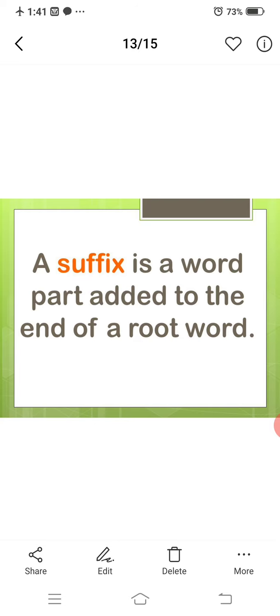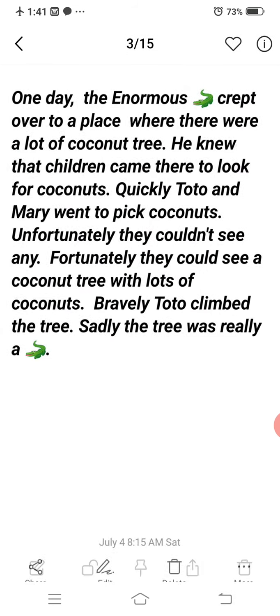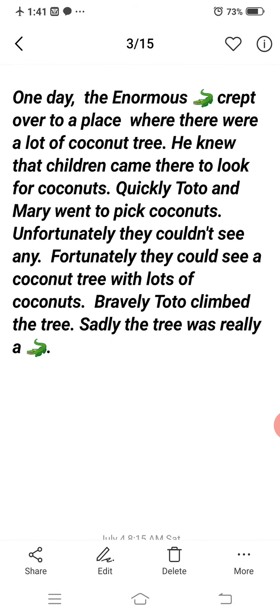Now, I will read a story. This is a silly story from the story of the first trick. And as I read the story, I want you to look for the adverbs. Okay?